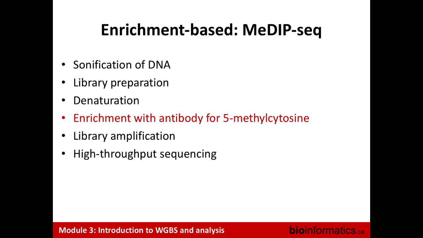Yeah. What's the problem? When you do the library prep and then you enrich for the 5-methylcytosine, how do you make sure that during the library prep you don't lose the methylation state? Here, within the library prep, you don't have conversion, right? You just get the enrichment for the methylated sequences and then do the library prep after.